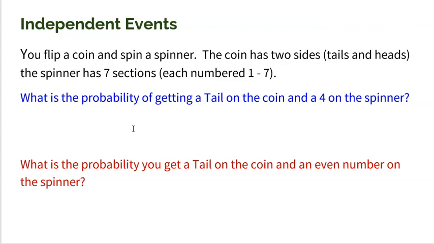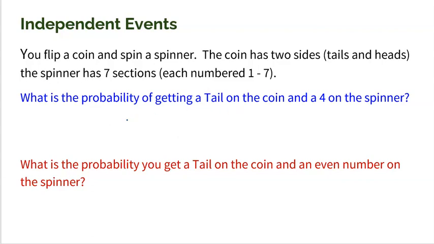All right, let's do another one. And this one's great to look at because we truly have 2 different events. In the last problem, we were looking at multiple events, a first house and a second house, but they were both houses. Here, we're looking at 2 different events, but we're still going to multiply. So here, we're flipping a coin and spinning a spinner. The coin has two sides, tails and heads. The spinner has 7 sections, each numbered 1 through 7, and we're going to assume those 7 sections are equally sized. All right, so what's the probability of getting a tail on the coin and a 4 on the spinner? So again, multiple events, multiply.